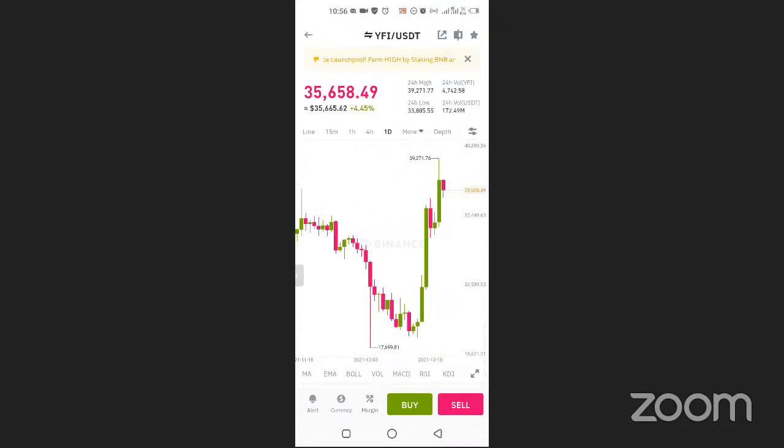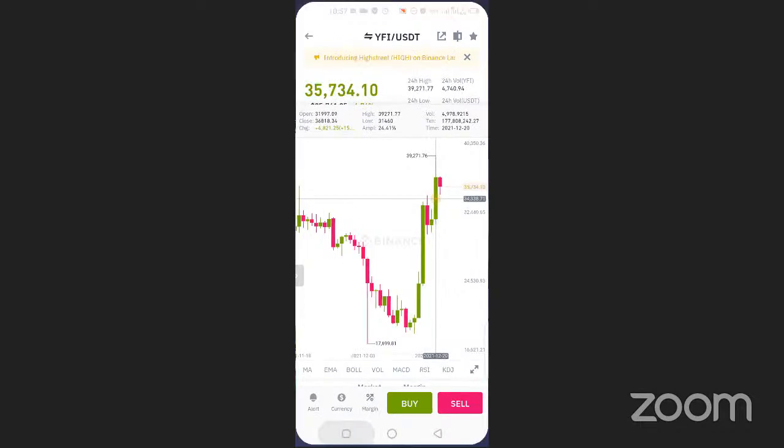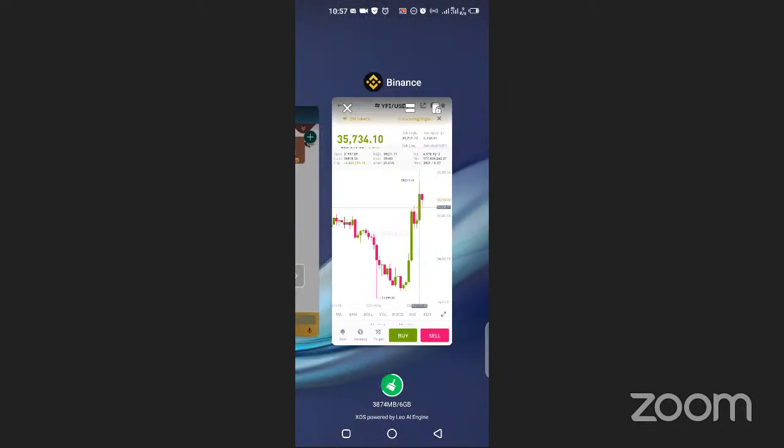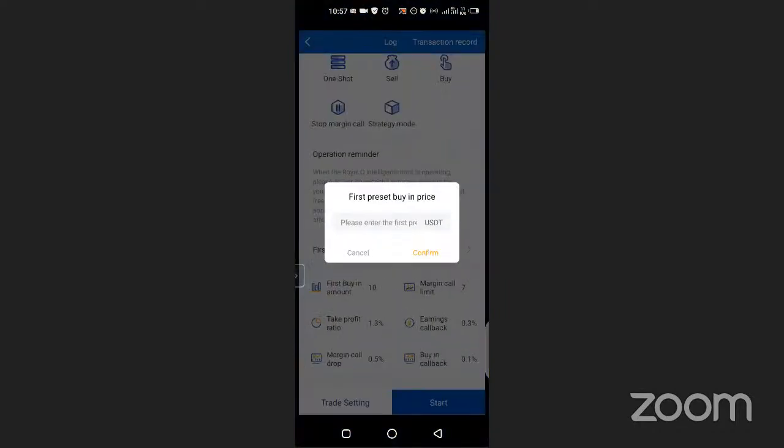Because this person understands how the robot works. Let me see. Yeah, they entered, I think, the market around here, and it went up to 39271. So because you understand how the bot works, it gives you this. So you put in 34171. You put it in here. That's when you want the robot.